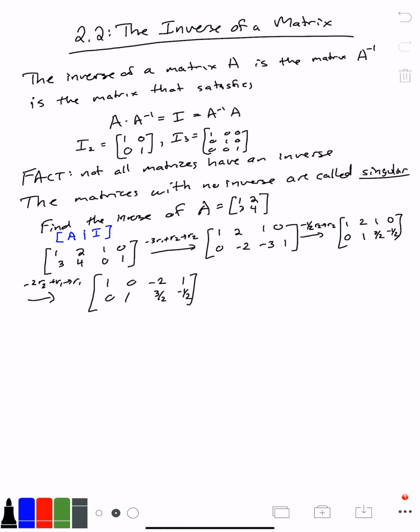And so when you get it into reduced row echelon form, at least if you can get it in reduced row echelon form, then what your answer is going to look like is you're going to have the identity on the left side, and the right side is going to be A inverse. So that means A inverse here is going to be -2, 1, 3 halves, and -1/2.